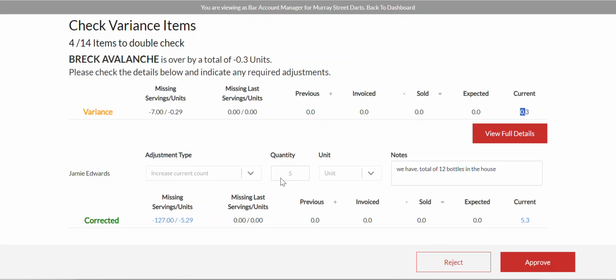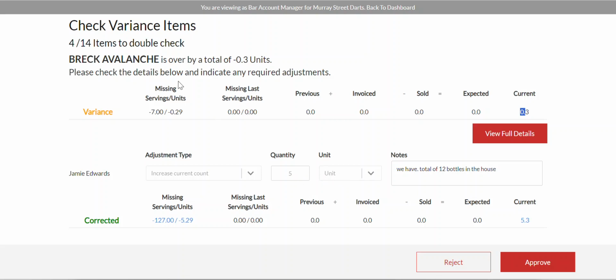The challenge here is that the customer has made two issues. One is they've said increase the current count by 5. The problem with that is we have too much of this product, and so that's going to make the variance even worse. The second issue is that when they meant, I believe, 5 bottles or 5 servings, they adjusted by 5 units, which for bottled beer is going to be 5 cases.